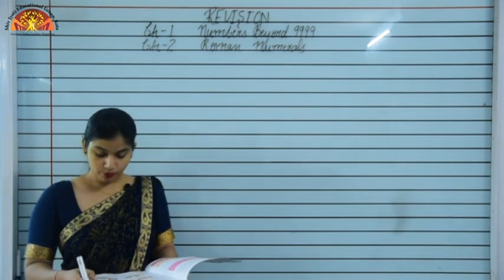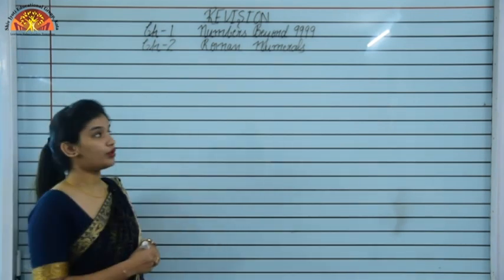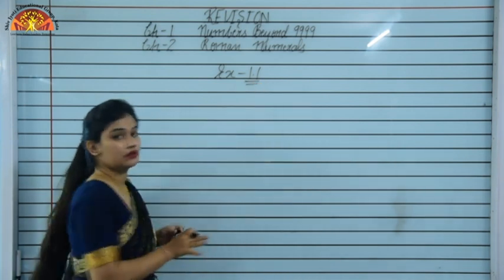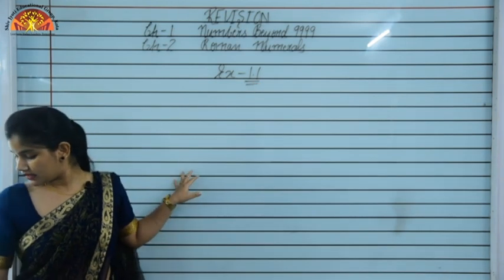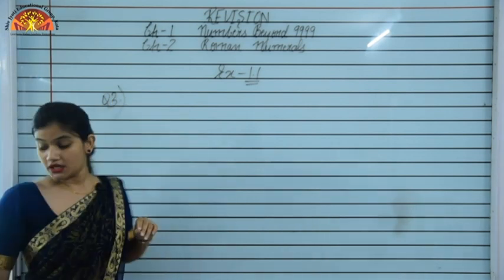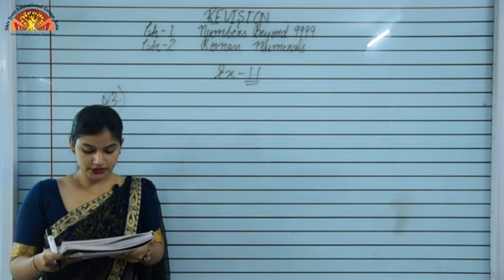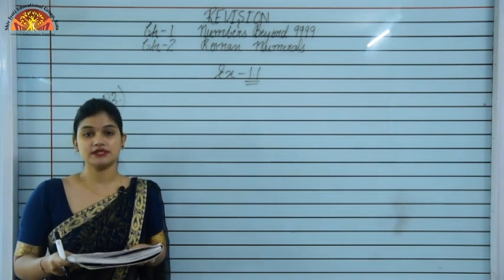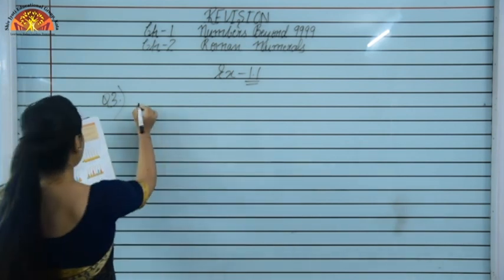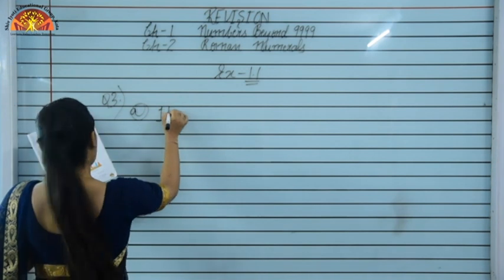Yes, students, now open page number 7. We are taking exercise 1.1. Look at the third question, question number 3. In question number 3, what is given? Write the number names in the Indian number system. So I have told you the Indian number system. Now we will write the number names. A part of this question.